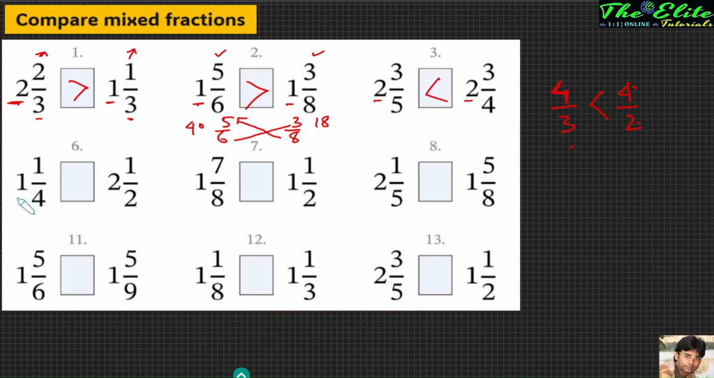Here again we see that 1 is here, 2 is here. Very easy. It will be greater. No need to see here 1, we will ignore this and we'll think of 7 times 2, that is going to give us 14. 8 times 1, that is going to give us 8. 14 is greater than this. So here we will write this sign. Okay, 1 whole 7 by 8 is greater than 1 whole 1 by 2.